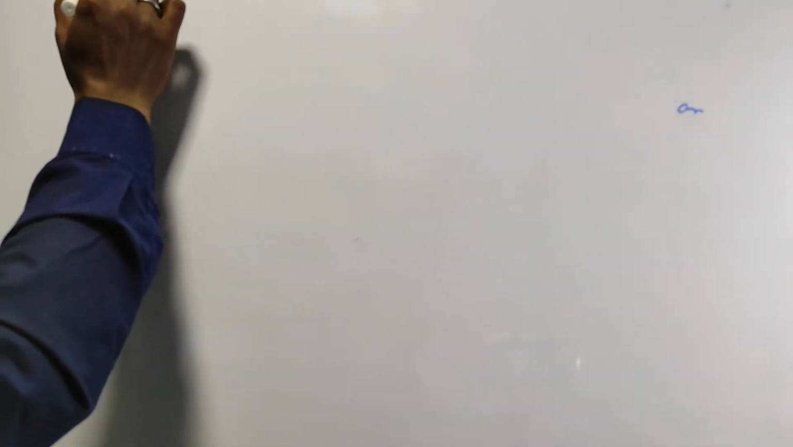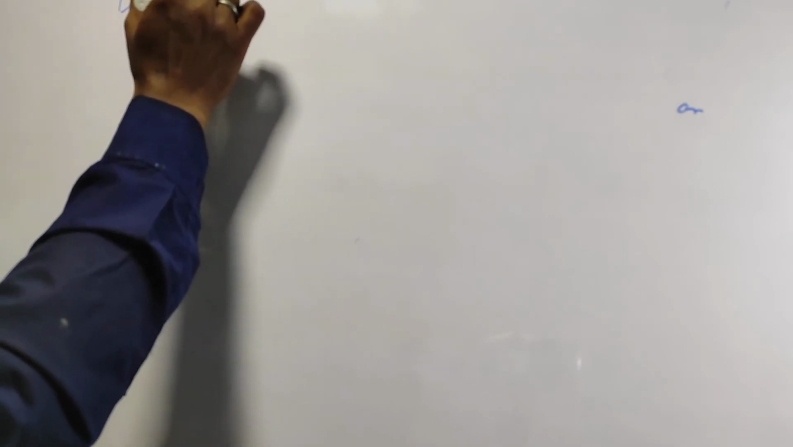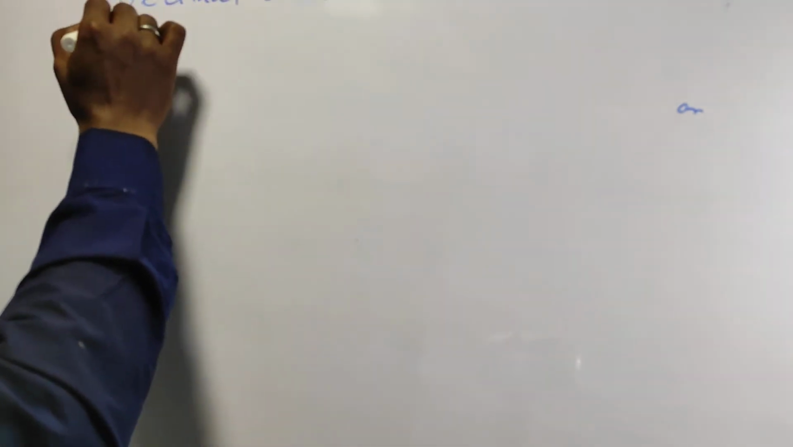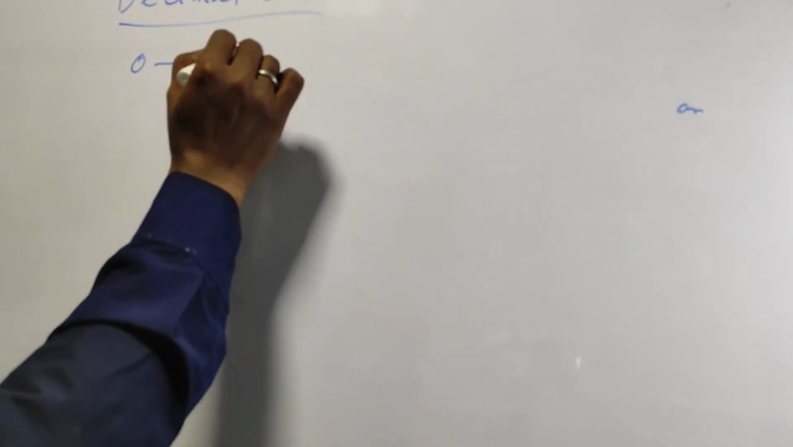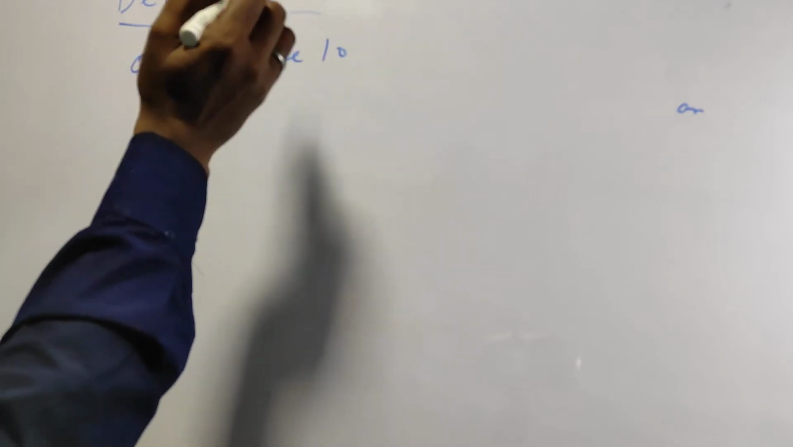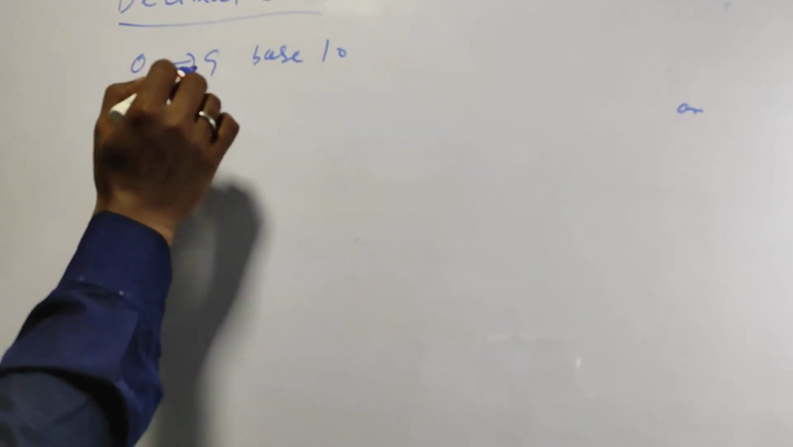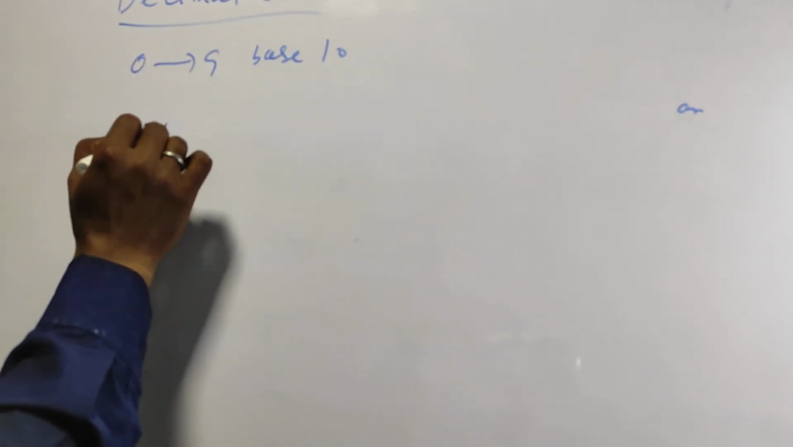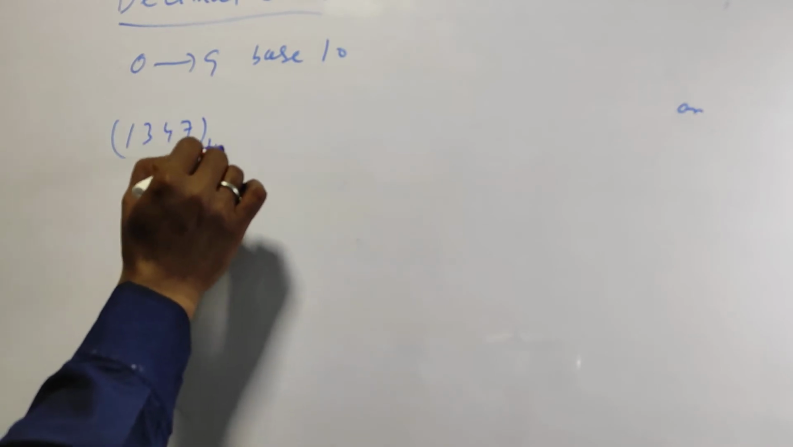Then decimal code. In decimal code, we can write from 0 to 9. The base is 10. So we can write 0 to 9 to generate decimal code, and the base is 10. 1 2 3 7 10.